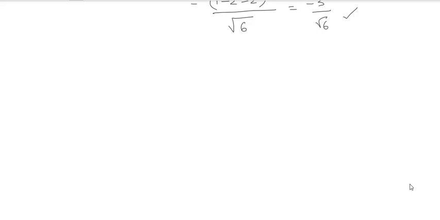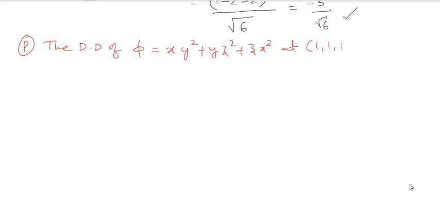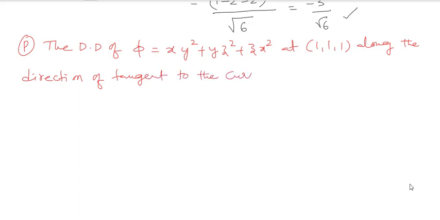So let me take the directional derivative. Sometimes they will give the parametric form also. The directional derivative of phi equals xy square plus yz square plus zx square at 1 comma 1 comma 1 along the direction of the tangent to the curve x equals t, y equals t square, and z equals t cube.